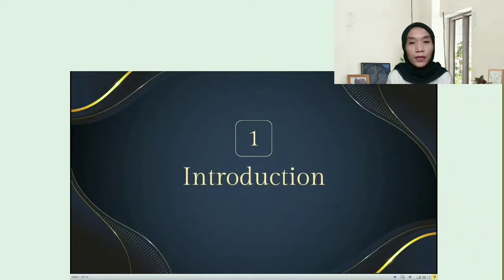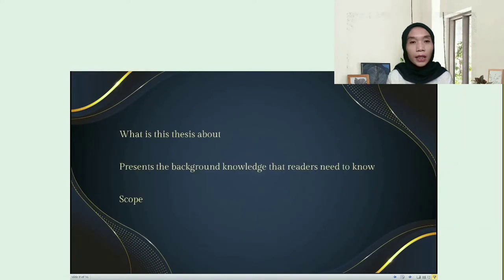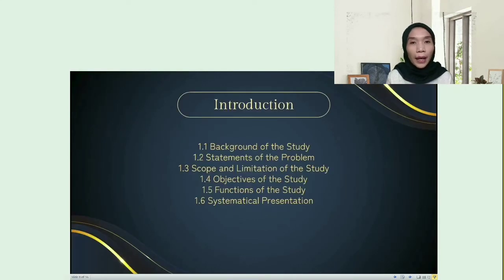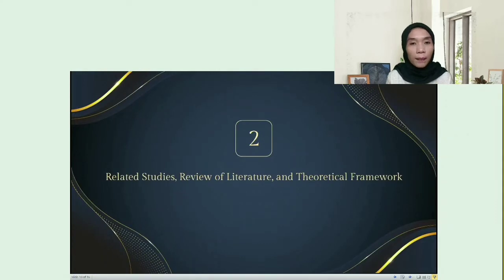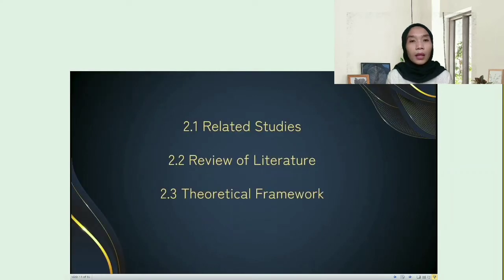Okay, and the first chapter is the introduction. Here you need to state what the thesis is about, present the background knowledge that the readers need to know, and also the scope. The subchapters you need to include in the introduction, as you can see here, are: background of the study, statements of problems, scope and limitation, objectives, functions, and systematical presentation. And then now chapter 2, with subchapters: related studies, review of literature, and theoretical framework.